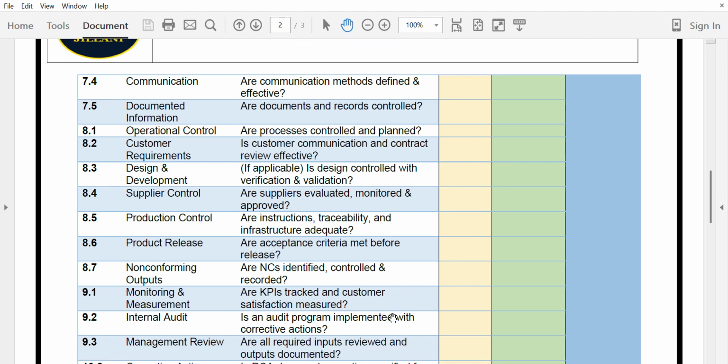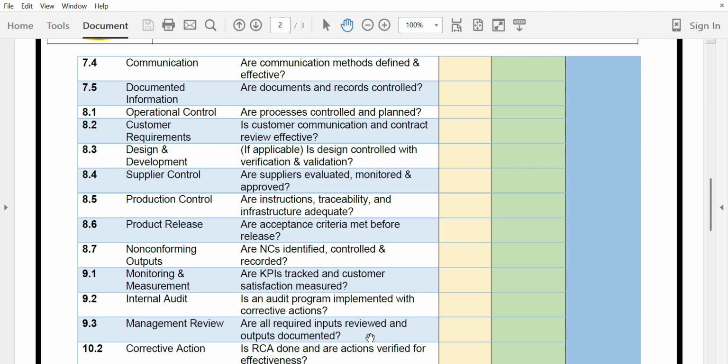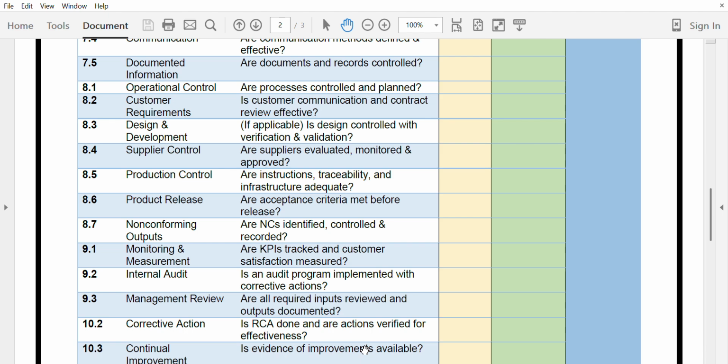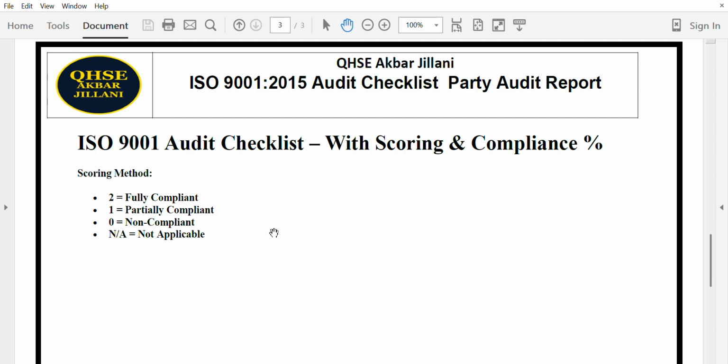9.2 Internal audit. Is an audit program implemented with corrective action? Management review. Are all required inputs reviewed and outputs documented? 10.2 Corrective action. Is root cause analysis (RCA) done, and are actions verified for effectiveness? 10.3 Continual improvement. Is evidence of continual improvement available? Now over here, as we discussed at the start, the rating.